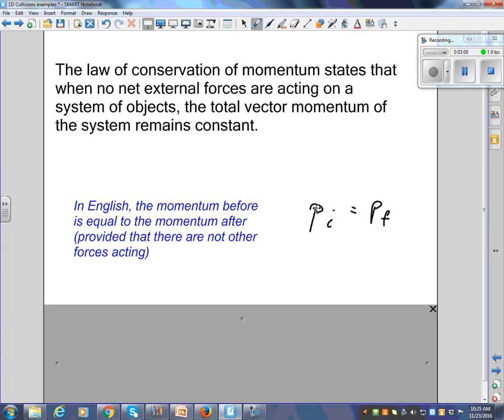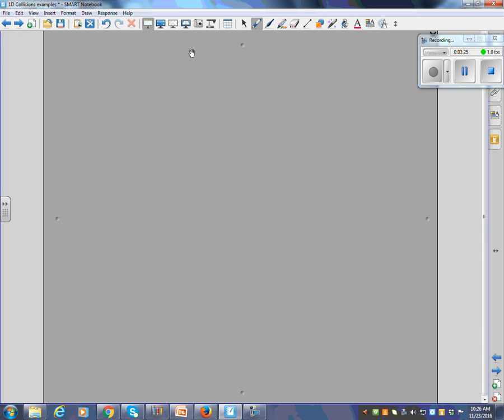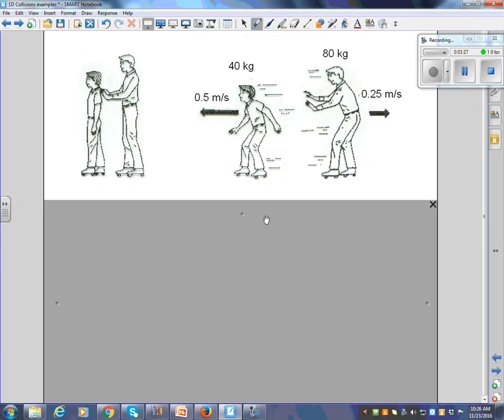Momentum must be conserved. Now, does this always happen in real life? No. There's always friction present that takes away things. But generally, momentum is conserved. Good to go? Okay, so here we have a diagram, and you have it there in front of you.